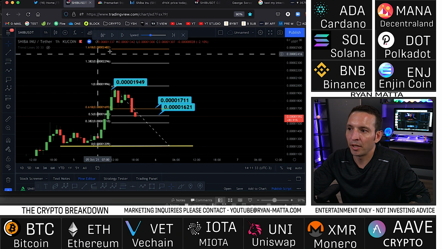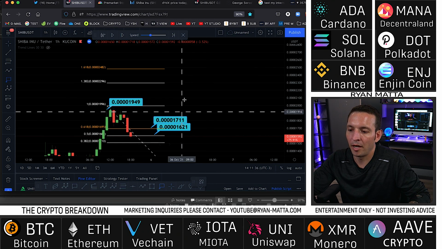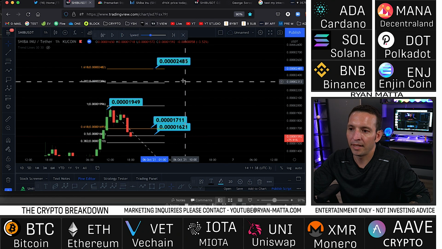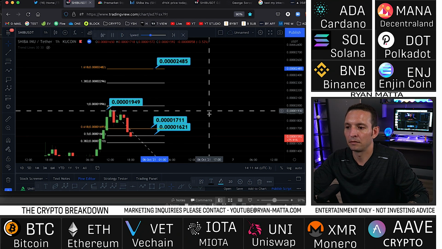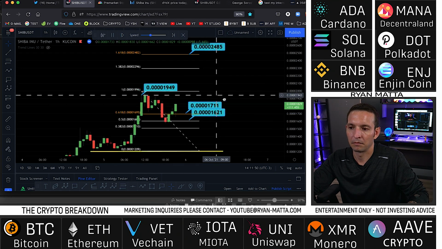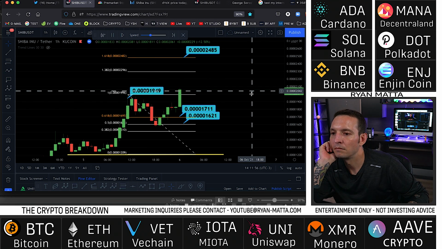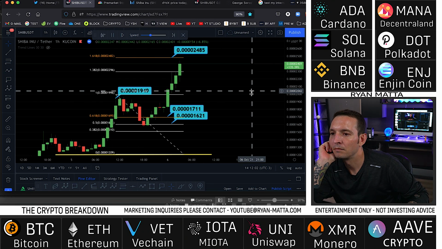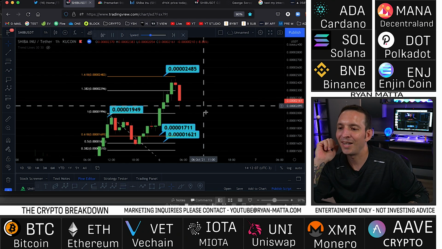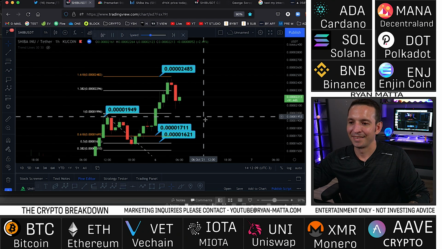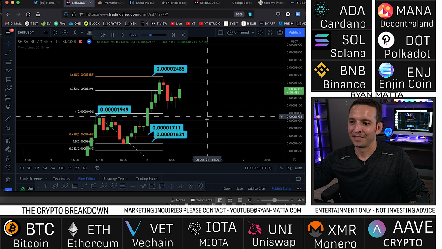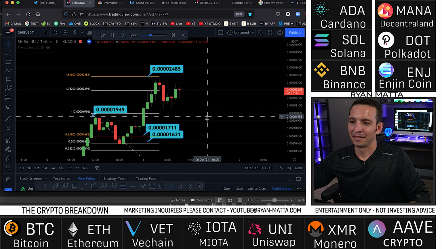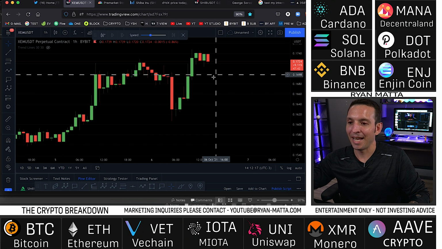We got our 3 retrace targets hit, and our next target up for the 5th leg is going to be calling for a price to 0.0002485. Let's see if we're gonna hit it. Oh, so close. Bam, right there, we got it.